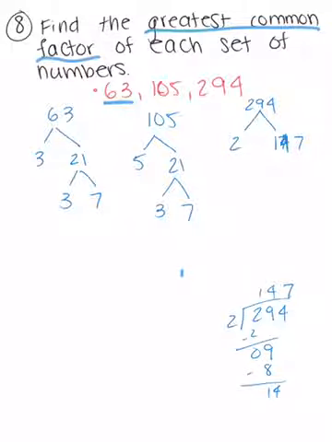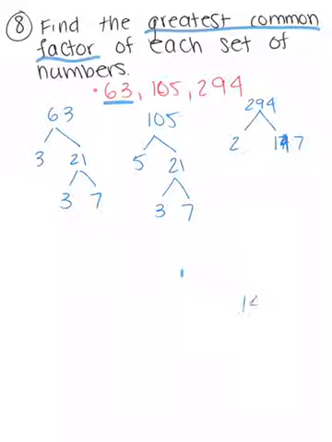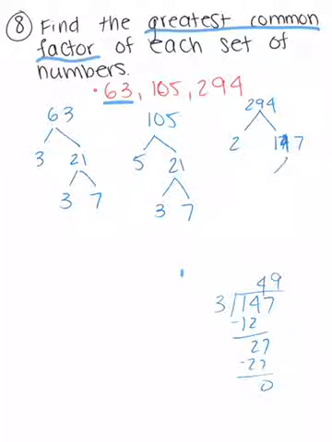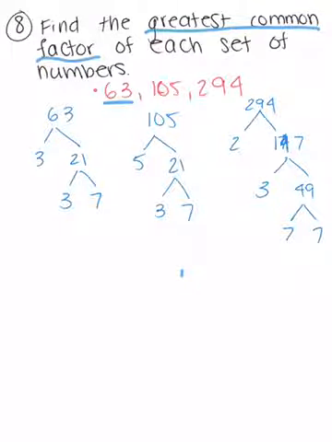I'm thinking it's going to be 3. But I'm going to check my work down here, and I'm going to do 147 divided by 3, and get 49. Okay, so I was right. So it does work with 3 and 49, and then 49 is 7 times 7. So those are going to be all my prime factors for all of these sets of numbers.